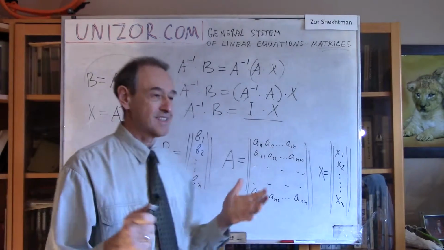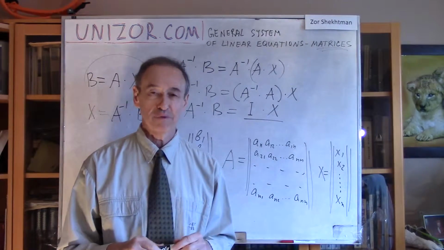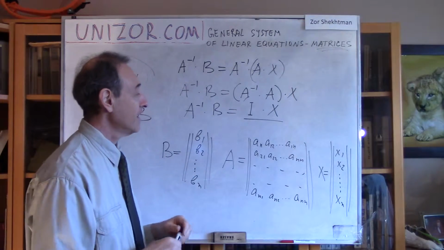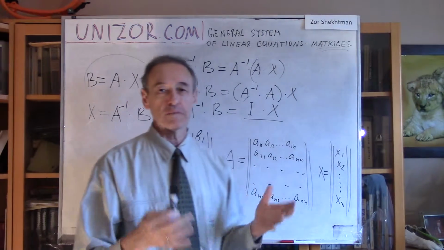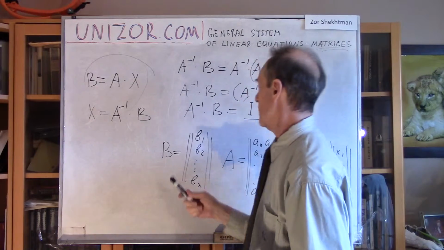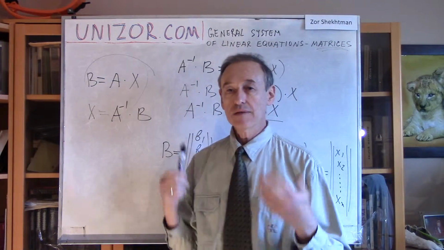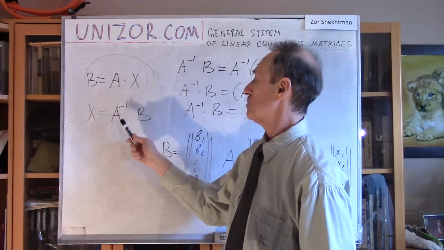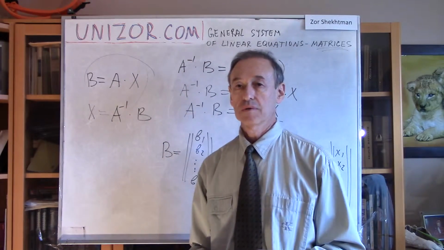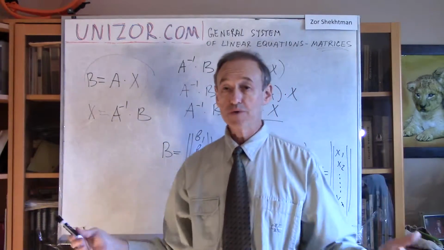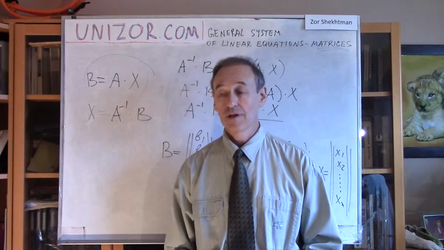So I promised this lecture would be a simple one and a short one. Well, this is the reason. We have already prepared everything. All we had to do is to rewrite our system of equations in the matrix format and then use the properties of the multiplication by an inverse matrix. And this is a solution. How simple it is, right?